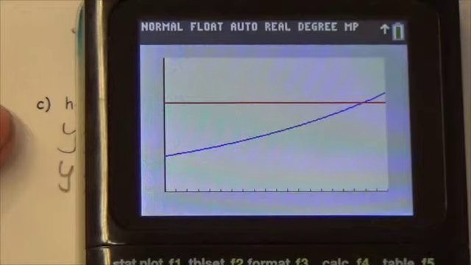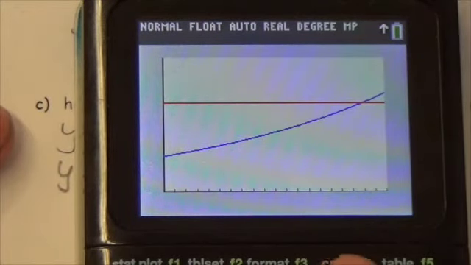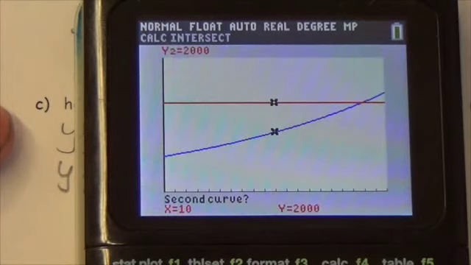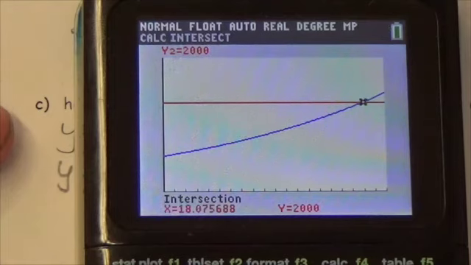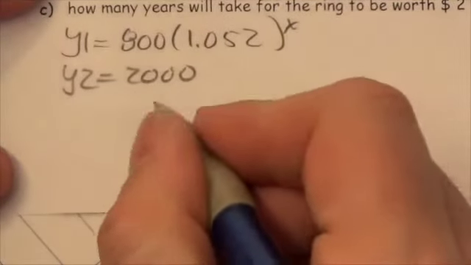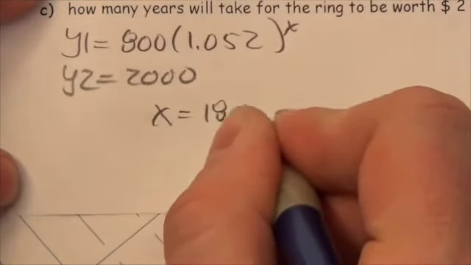Now let's go figure out our point of intersection. So second trace to get into the calc menu. Intersect. That is the first function. That is the second function. And guess that if you want. And now I get 18.07. Okay, so x is equal to 18.07.